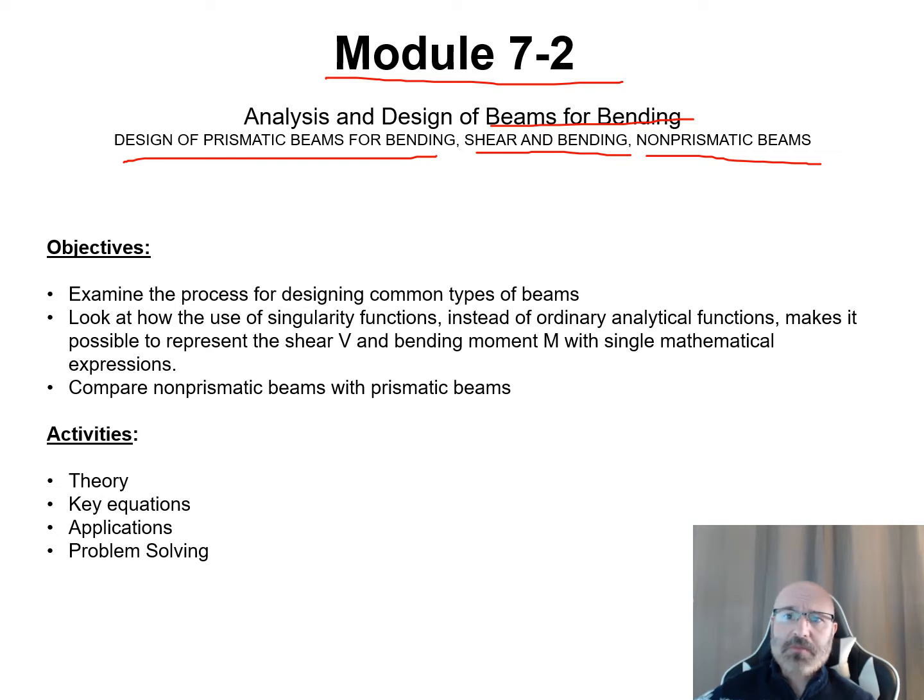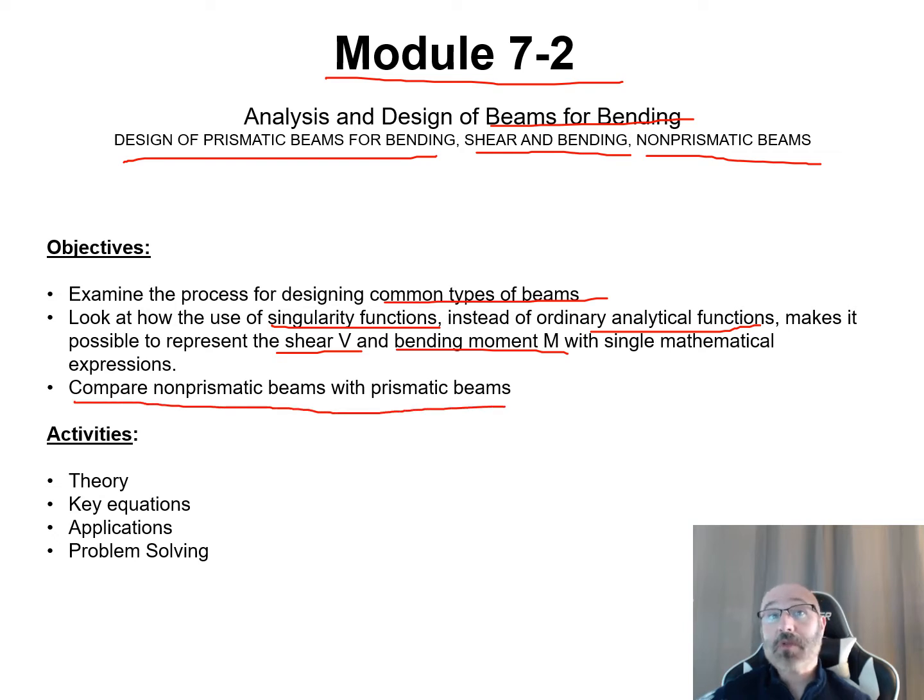So objectives within this module here, we're going to examine the process for designing common types of beams, look at how the use of singularity functions instead of ordinary analytical functions makes it possible to represent our shear V and our bending moment M with single mathematical expressions. And then we're also going to compare non-prismatic beams with prismatic beams.